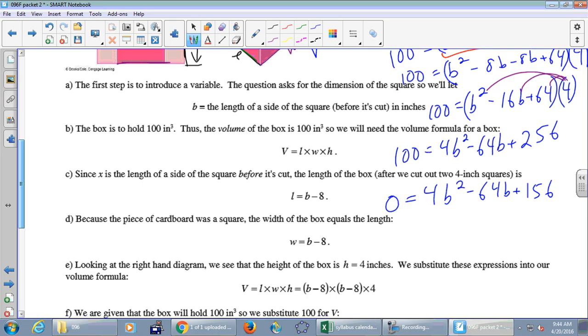So we're looking for something that goes into all three terms. What is that something? 4. So let's put 4 and then big parentheses. We'll fill in what's in the parentheses. So what comes first? b squared, minus 4 into 64, 16b, 4 into 156, 39. Good.